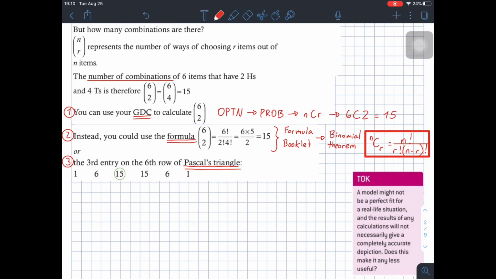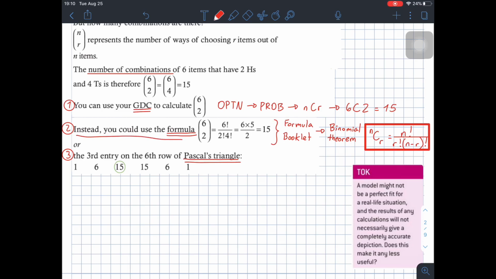Then another way of calculating is, instead you could use a formula. There's a formula, and this formula is available in the formula booklet, which is this one over here. It says the combination of n trials taken r at a time is calculated this way. It's n factorial divided by r factorial times n minus r factorial. And here you should know what factorial means. I think we have already seen this.